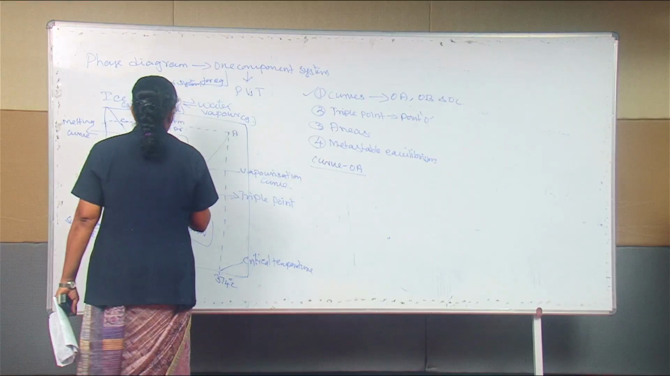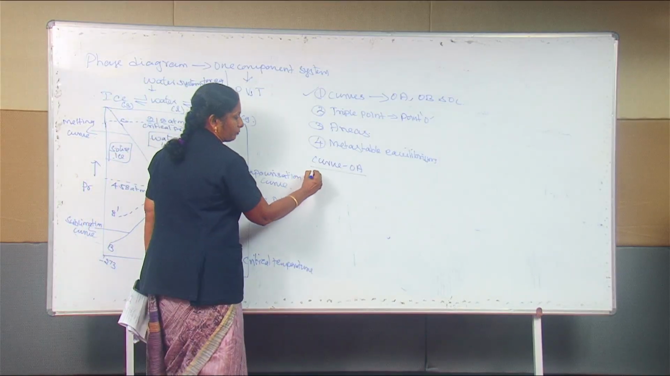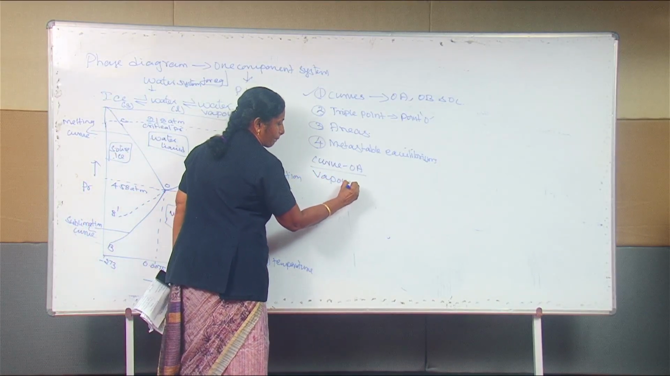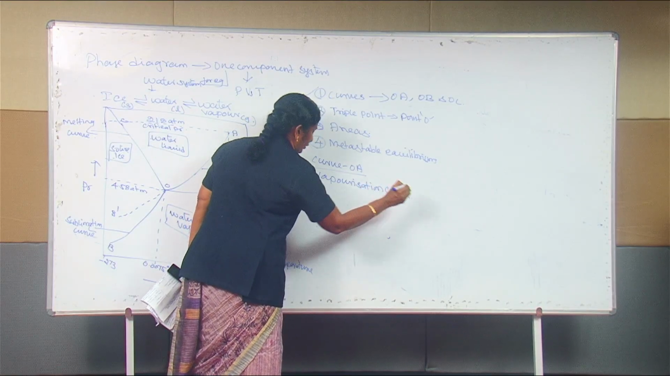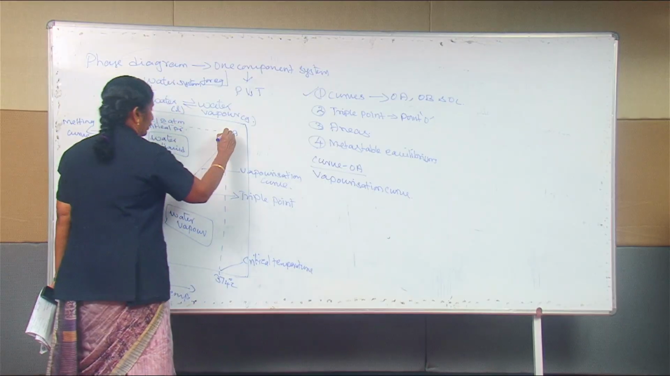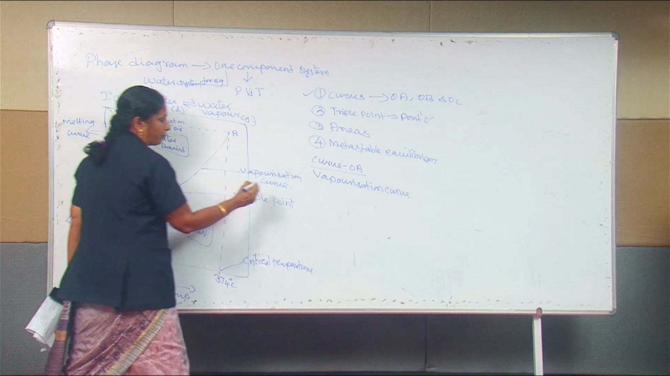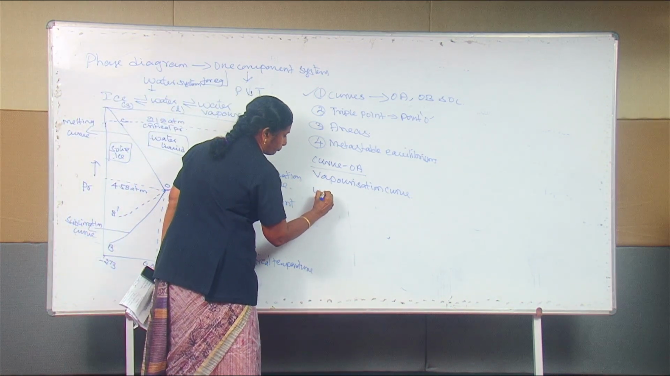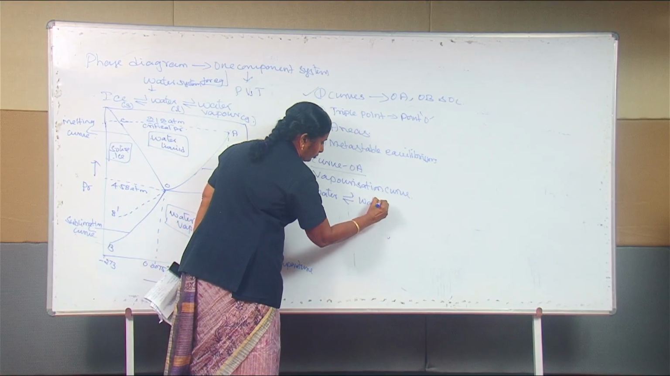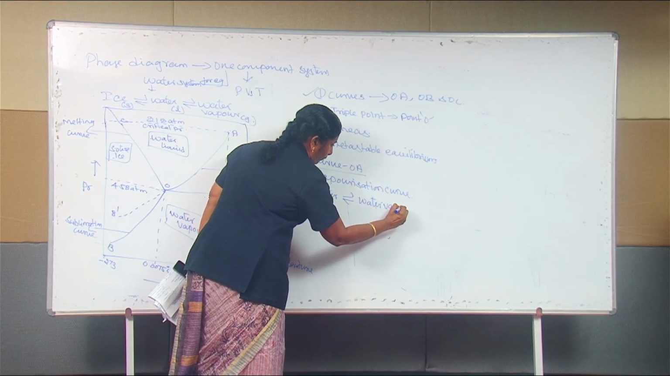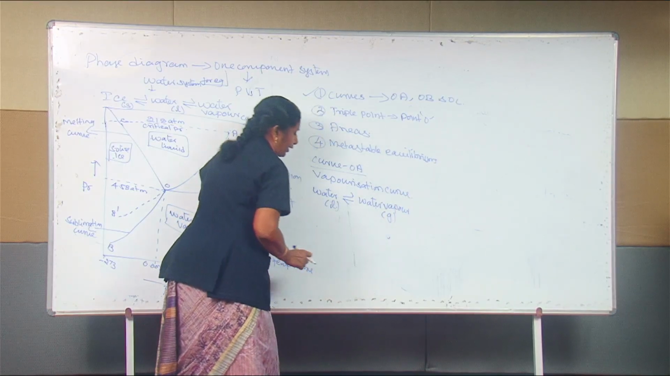Curve OA is called the vaporization curve. And next, along the OA curve, what is in equilibrium? That is liquid water and water vapor are in equilibrium. This is a liquid state and this one is a gaseous state.